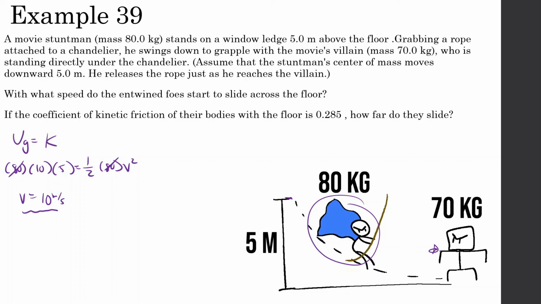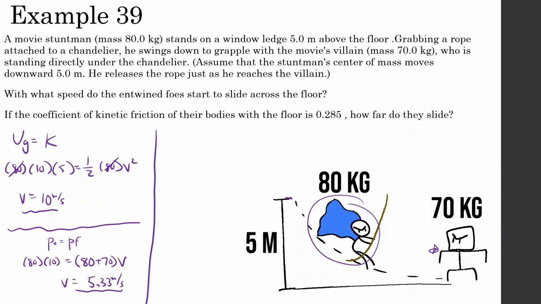So now that we know he's going to hit him at 10 meters per second, let's use conservation of momentum to find out how fast they're going when they get tangled up with each other. At the beginning, the guy has a mass of 80, hits him with a velocity of 10 meters per second. And then when they hit, they're going to intertwine. So they're going to combine their mass, 80 plus 70, and they have a new velocity that they're going to be traveling with. So let's figure that out. That's going to be equal to 5.33 meters per second. So with what speed do they start to slide across the floor? That's going to be the speed, 5.33 meters per second.